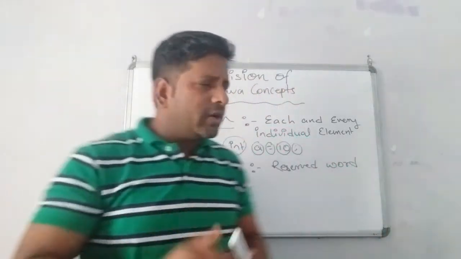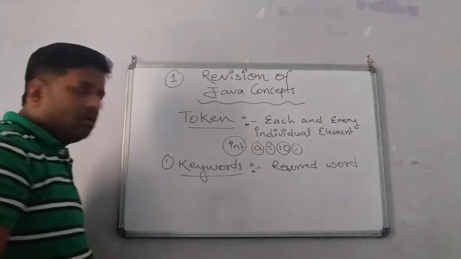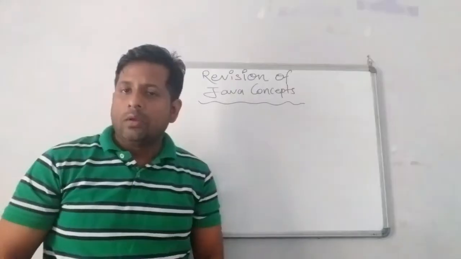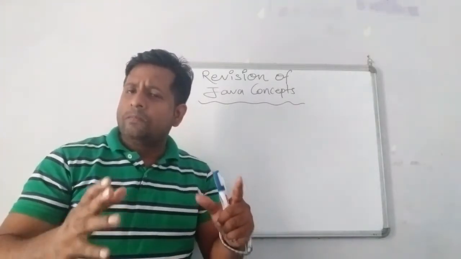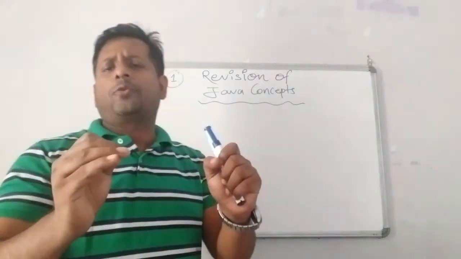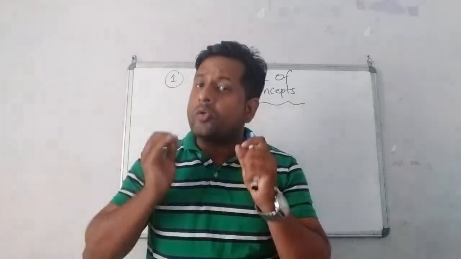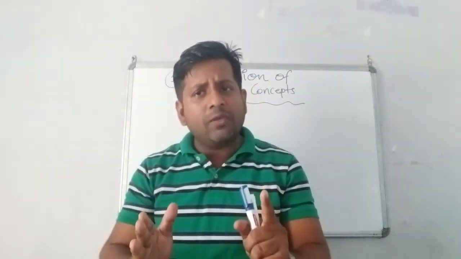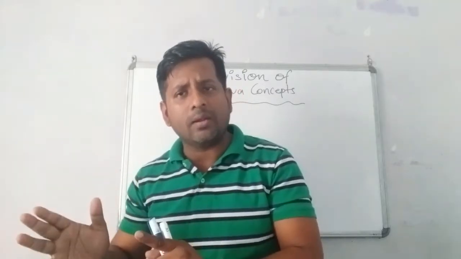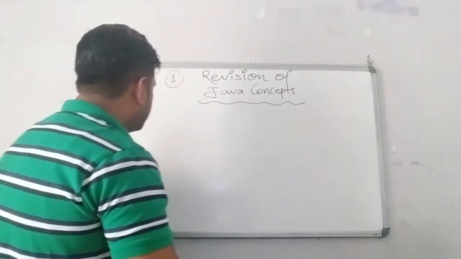Clear friends? Let us see the next. So students, what did we learn? The first type of token is keywords, reserved words with meaningful information to the compiler. Let us move to the second type.